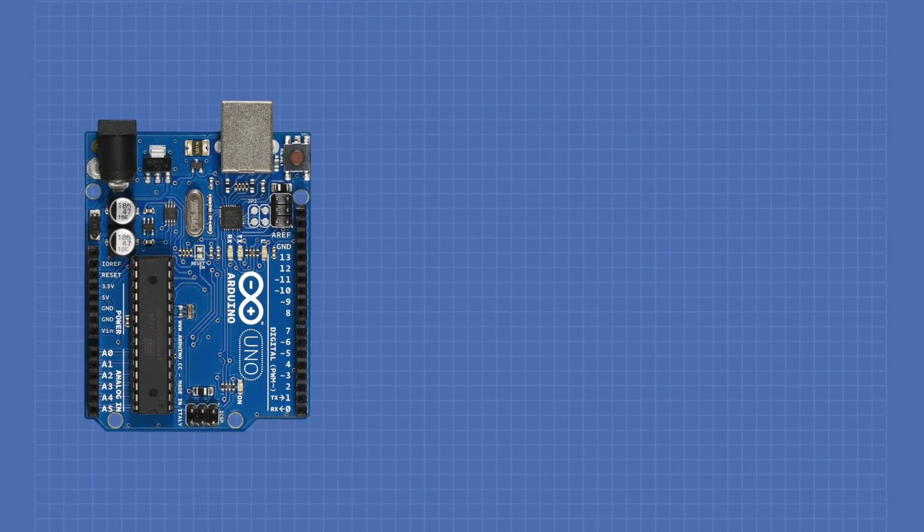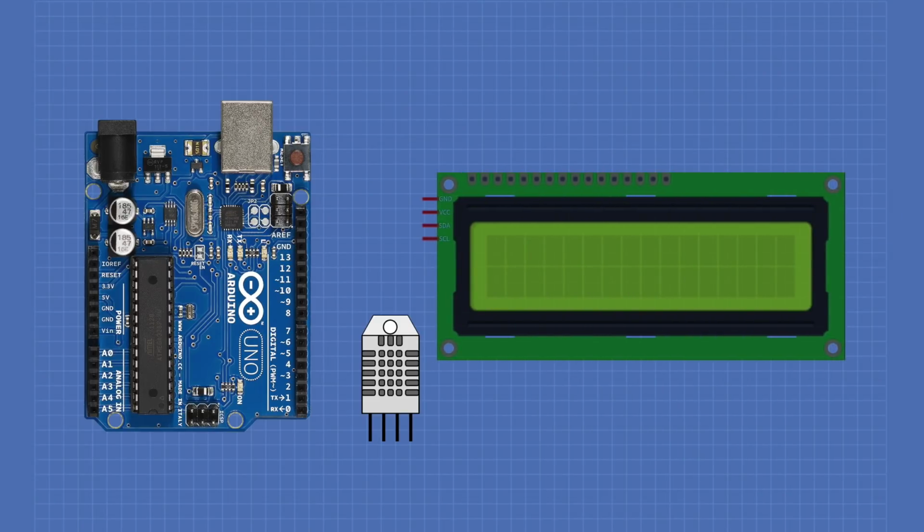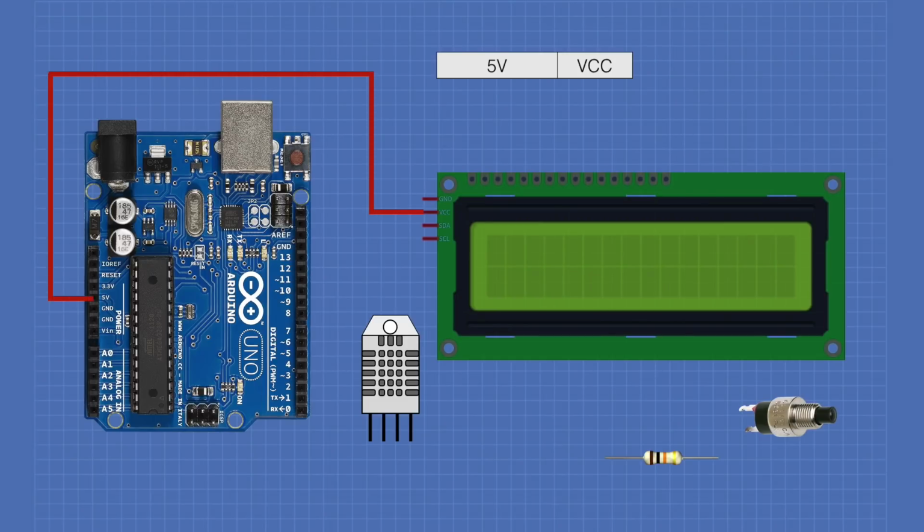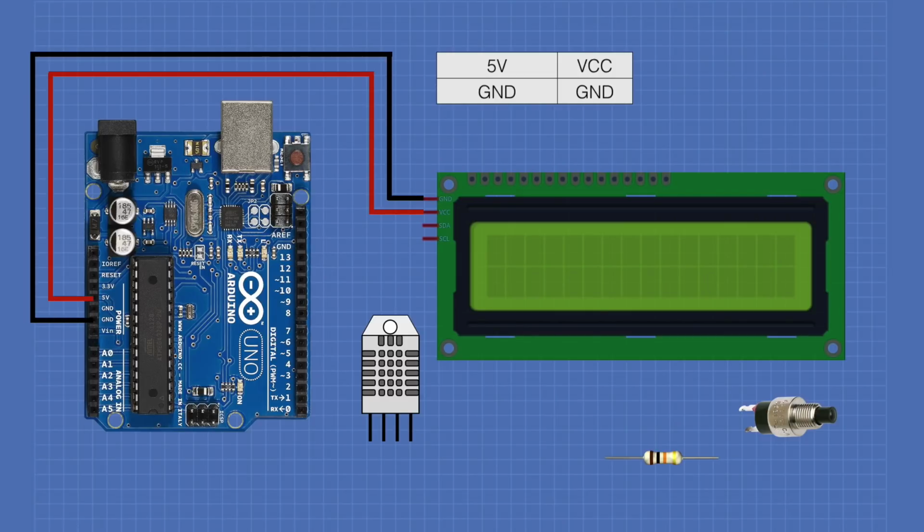To build our project, we'll need an Arduino Uno, a DHT22 temperature and humidity sensor, an LCD 1602 liquid crystal display with an I2C adapter attached, a push button switch, and a 10K resistor. We'll start by connecting 5 volts from the Arduino to the VCC connection on the liquid crystal display. We'll then connect ground from the Arduino to the ground connection on the I2C connector on the display.